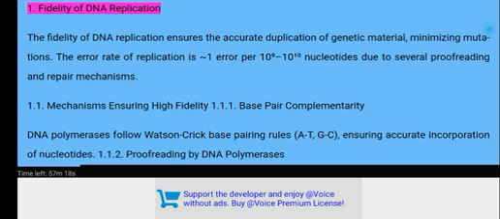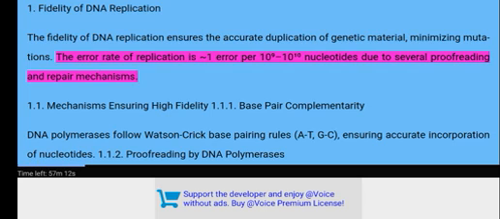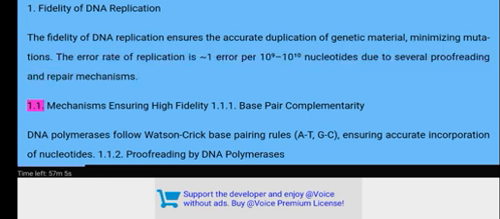1. Fidelity of DNA replication. The fidelity of DNA replication ensures the accurate duplication of genetic material, minimizing mutations. The error rate of replication is approximately 1 error per 10 to the power of 9 to 10 nucleotides due to several proofreading and repair mechanisms. 1.1. Mechanisms ensuring high fidelity. 1.1.1. Base pair complementarity. DNA polymerases follow Watson-Crick base pairing rules, A-T and G-C, ensuring accurate incorporation of nucleotides.